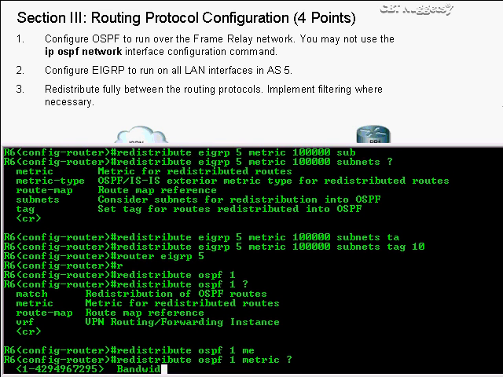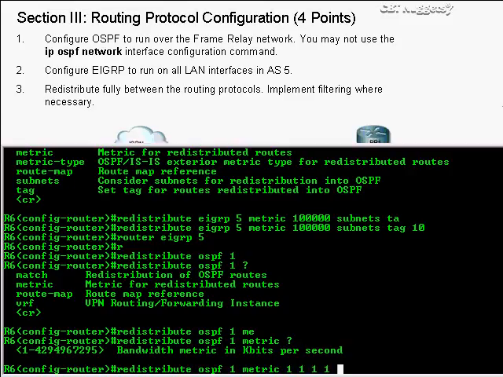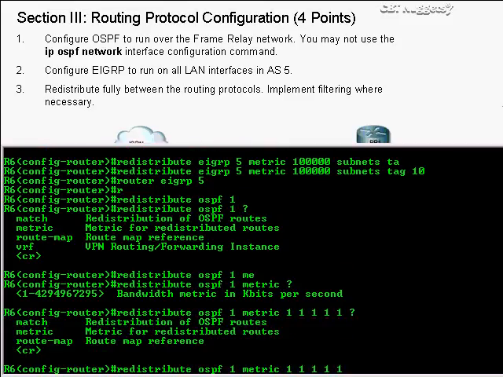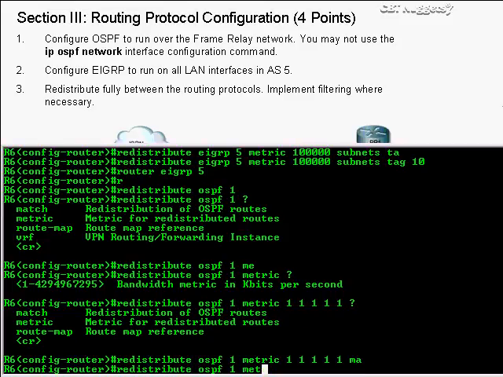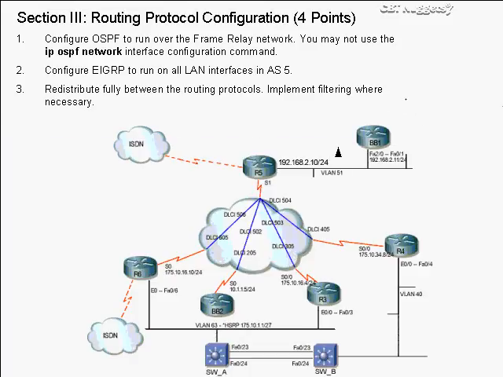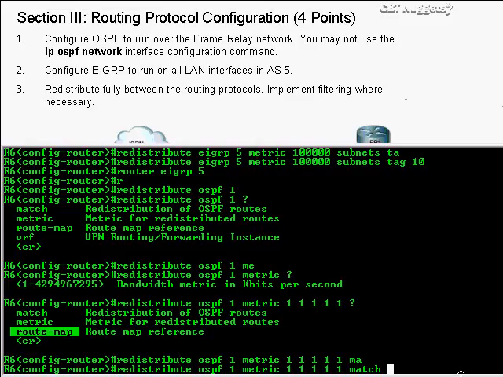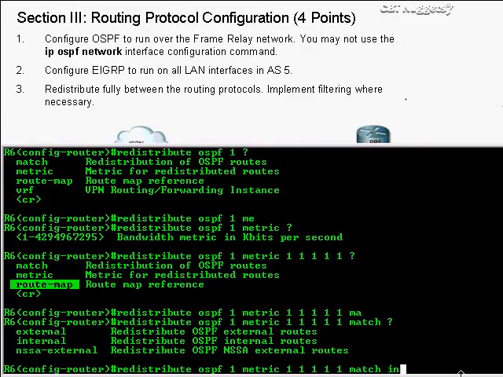I'm going to say metric is going to be 1 1 1 1 1, just to get all those 5 different EIGRP metrics in there. And I'm going to say match. Now, I could use a route map to allow only the routes that match a non-tagged route in. Or I could say only match tag 5, which is coming from up here. But in this case, I'm just going to say match the types of route that are internal.